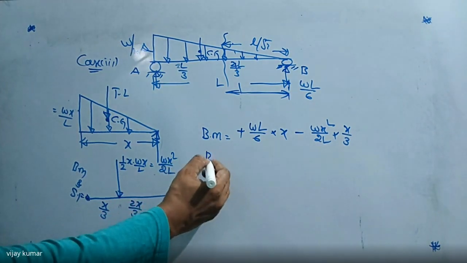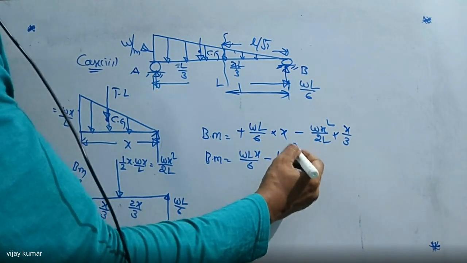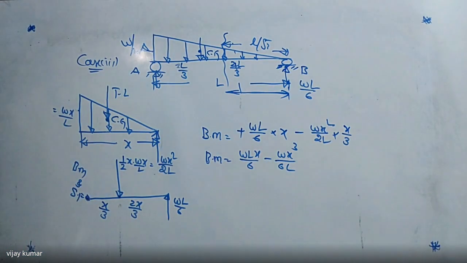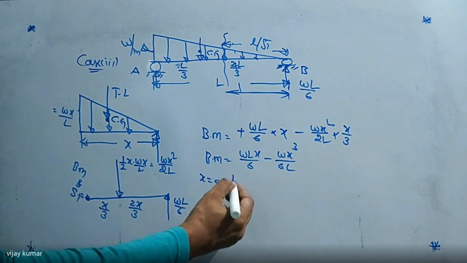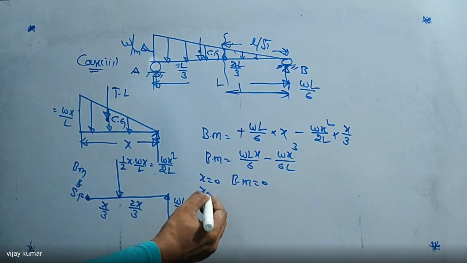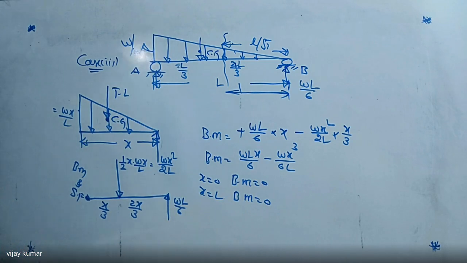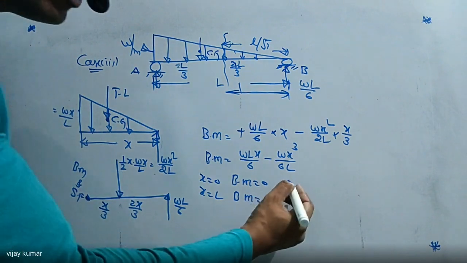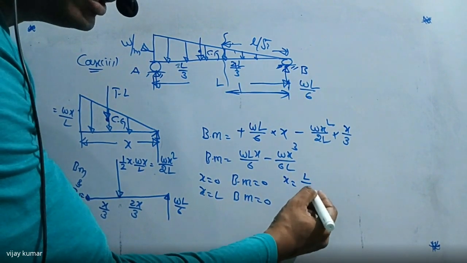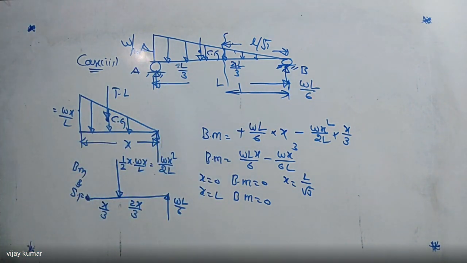Then I'm writing bending moment is equal to WLx divided by 6 minus Wx power 3 divided by 6L. Then tell me here, what is the value of bending moment at x equal to 0 and at x equal to L? At x equal to 0, it is 0. At x equal to L it is also 0. Do you get my point here? Then where the shear force is 0, nothing but x equal to L by root 3, shear force is 0 but bending moment is maximum.